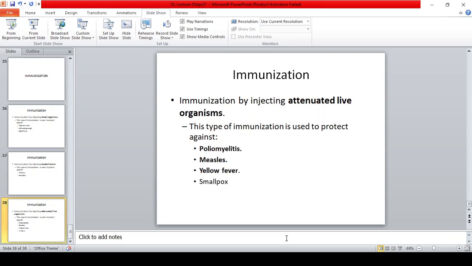And finally, a person can be immunized by being infected with live organisms that have been attenuated. That is, these organisms either have been grown in special culture media or have been passed through a series of animals until they have mutated enough that they will not cause disease but do still carry specific antigens required for immunization. Now, this type of immunization is used to protect against poliomyelitis, measles, yellow fever, and smallpox.